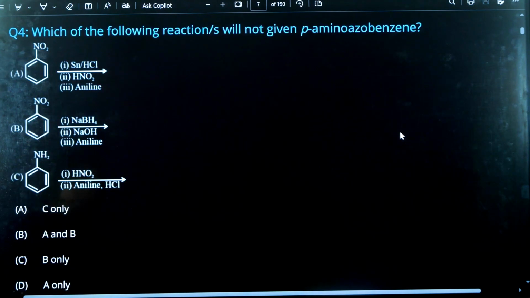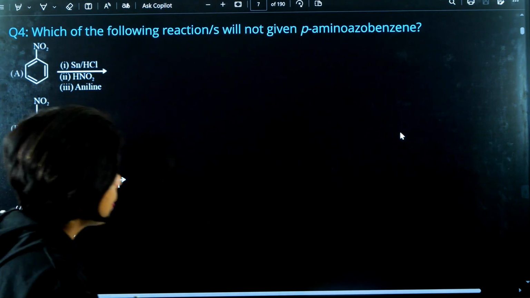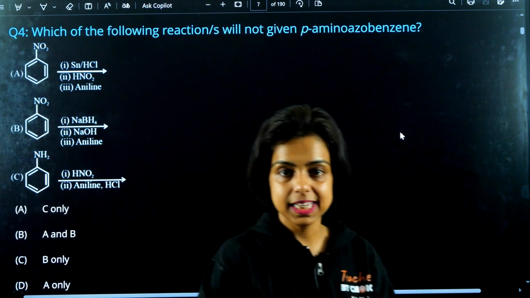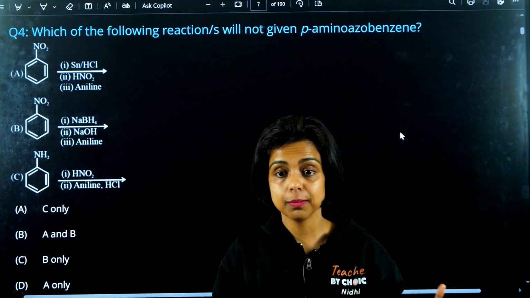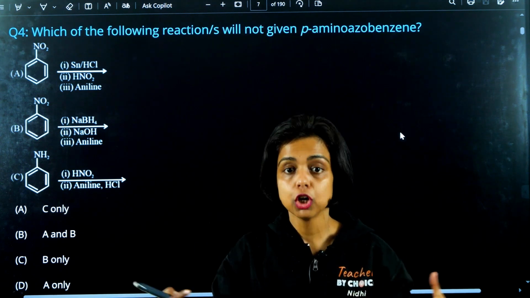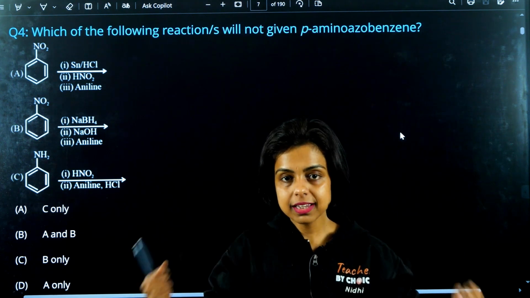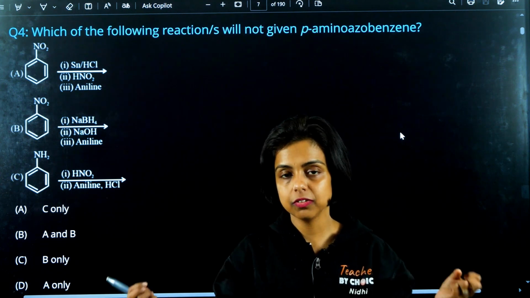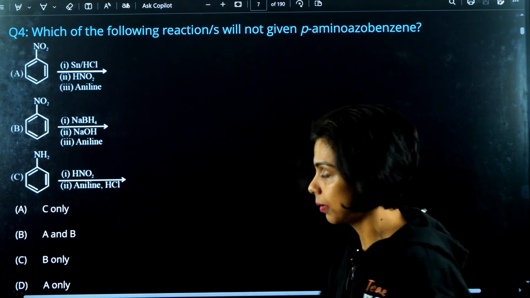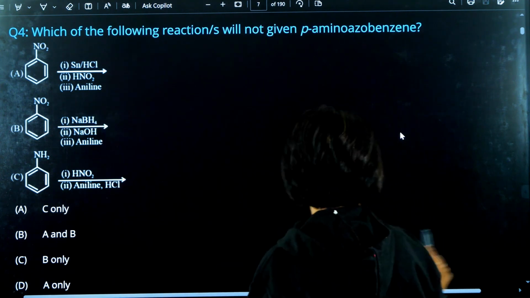Now the next question: which of the following reactions will not give para-amino-azobenzene? Para-amino-azobenzene means there is a coupling reaction happening. Two phenyl rings with the functional group are just joining together, a coupling reaction. So let's check out the reagents.